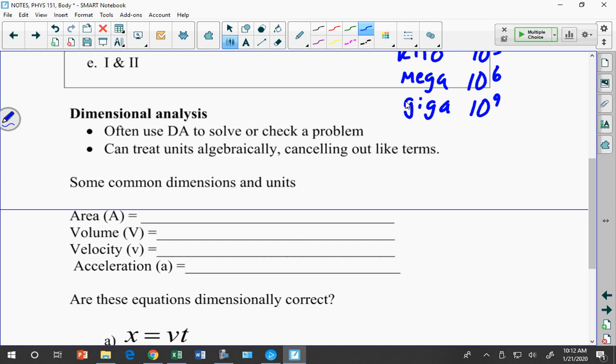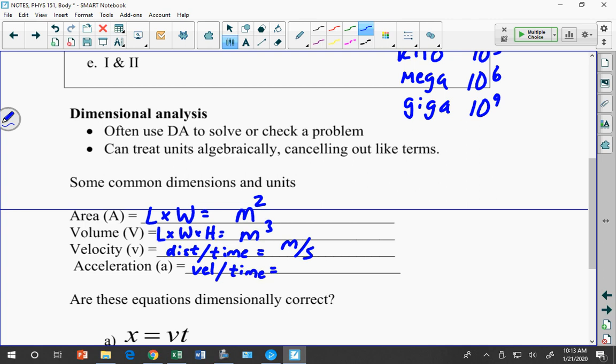First, let me give you some common dimensions and units. Area is a length times a width. And so this is usually in units of square meters. If you're in the MKS system, it's always in square meters. Volume is length times width times height. And so it's in units of cubic meters. Velocity is a distance divided by time. So it's in units of meters per second. And acceleration is a velocity over time. And velocity over time is going to be meters per second, which would be meters per second squared.